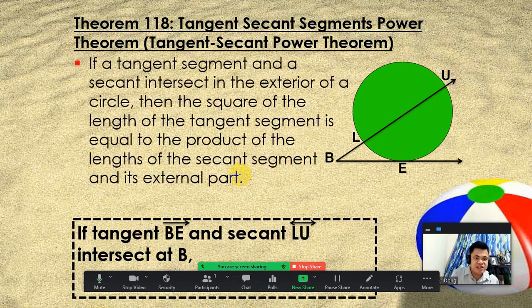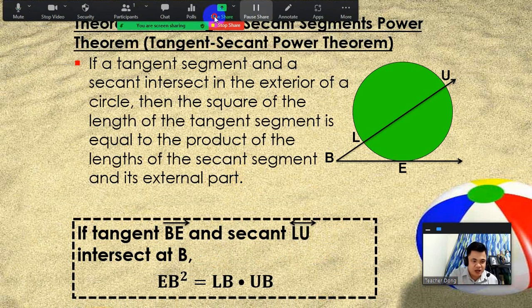If a tangent segment and a secant intersect in the exterior of a circle, then the square of the length of the tangent, so we need to square the tangent segment, is equal to the product of the lengths of the secant segment and its external part. So, to solve for the unknown segment, you will have to square the tangent. Because we only have one portion of the tangent, it's now EB squared equals the LB portion and the whole. So it's similar to Theorem 117.